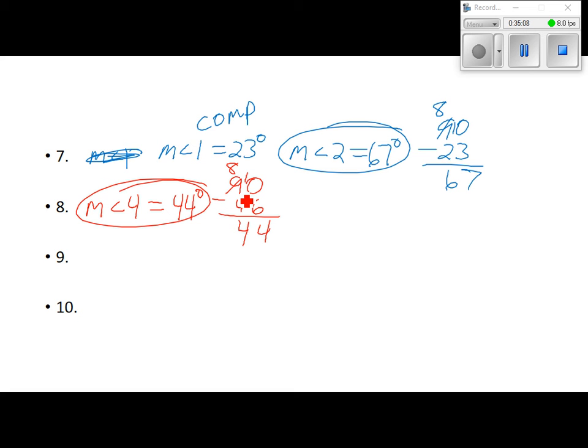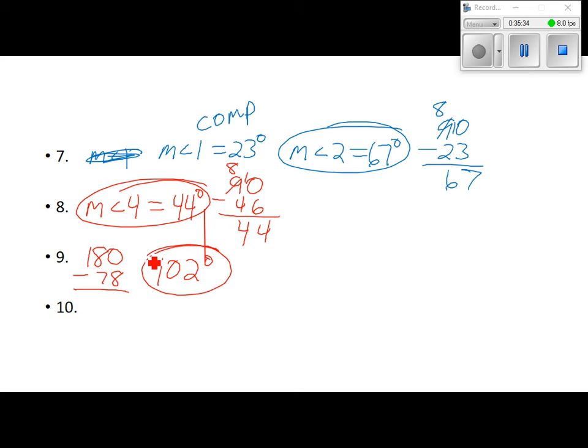Number 9. Angle 5 is supplementary to angle 6, and angle 5 is 78. So supplementary means they got to add up to 180. So I'm just going to take 180 minus 78. That gives you 102 degrees. And I'm not even going to write out the angle this time. Which angle were we looking for that time? Angle 6. Angle 6 is 102 degrees.